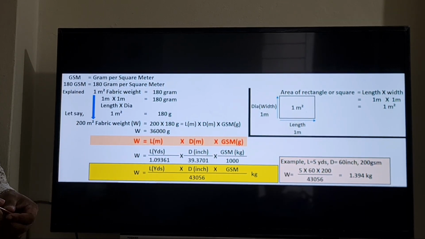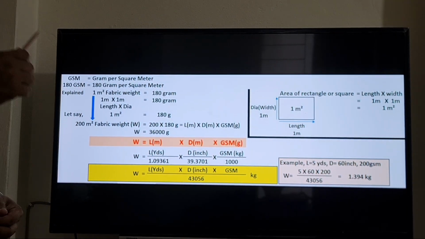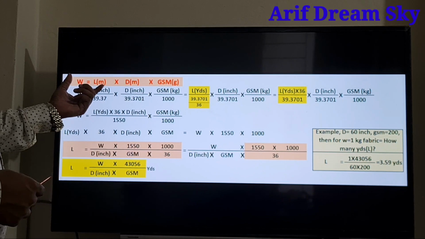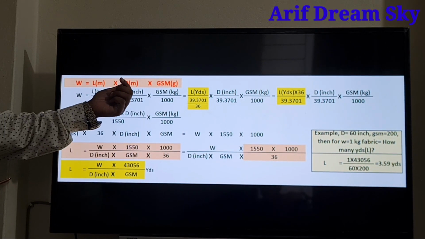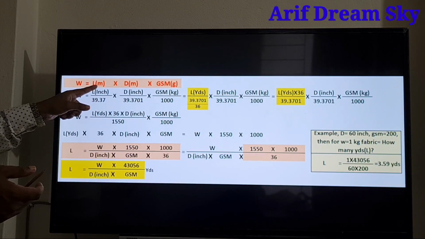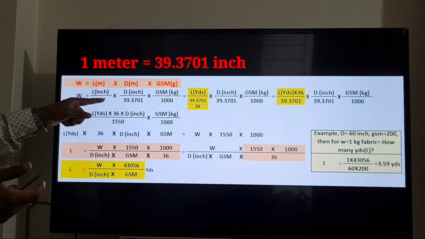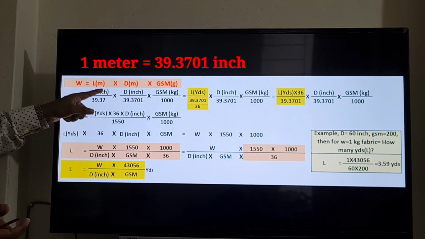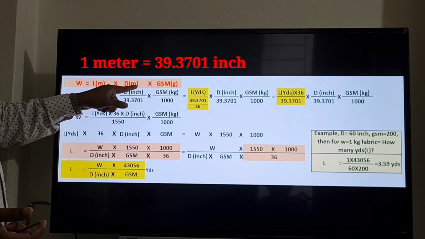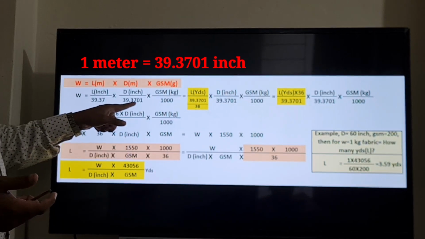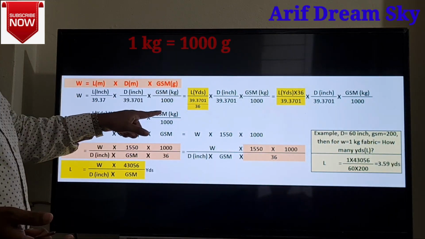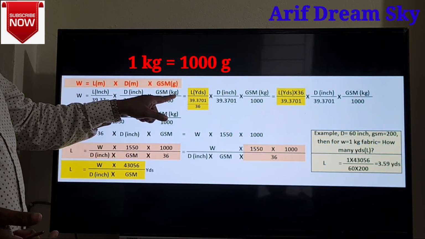Now let's discuss how many yards are in 1 kg of fabric. In the previous slide I mentioned the mother rule: weight equals length into dia into GSM. If you want to convert the length unit into inch, we know that 1 meter equals 39.3701 inch, so we divide by it. The dia we also want to convert into inch, so we divide by 39.3701, and GSM in kg, so we also divide by 1000 to get it in kg.